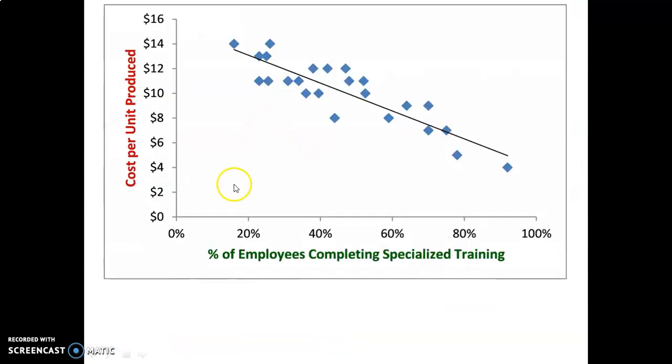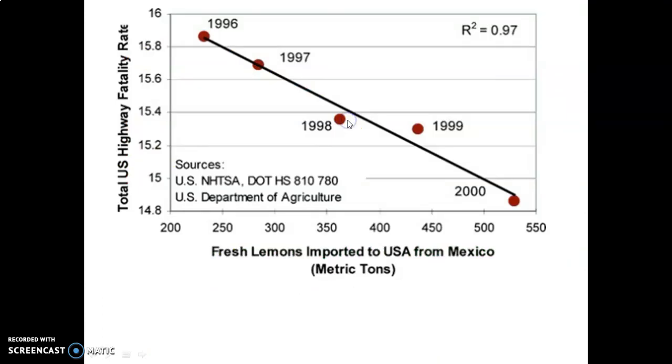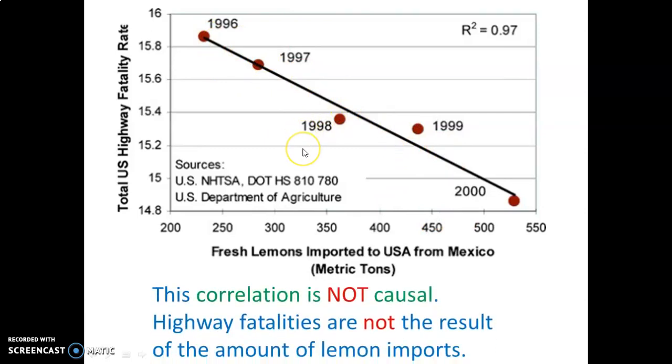Here's another one. We have employees getting training, and then the price of production. So this correlation is strong as well, but this could be definitely causal because as employees get more training, then the costs of producing things at this factory, for example, should go down. That makes sense. Here's another one. Here's lemons imported to the US from Mexico, and here's traffic fatalities on highways. So as more lemons come into the US, there's less traffic fatalities. Strong correlation, definitely not causation. That would be a strange causal relationship.